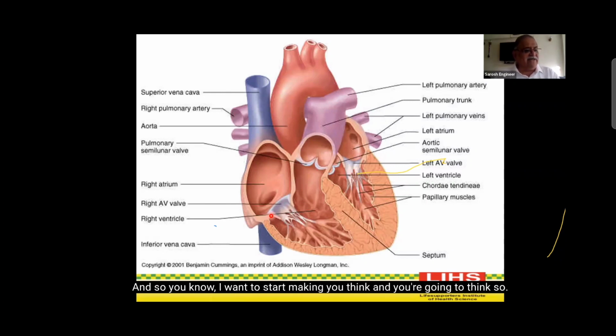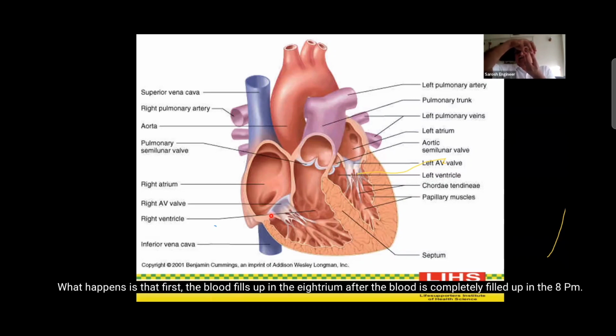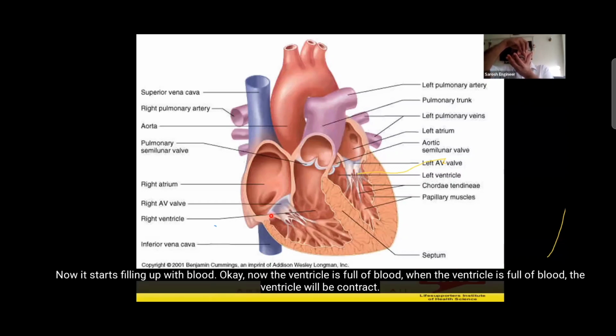And so now I'm going to start making you think, and we are going to think. So now imagine this is the atrium on the top. Okay, this is the atrium, one atrium. And this is the ventricle below. What happens is that first the blood fills up in the atrium. After the blood has completely filled up in the atrium, then only the atrium contracts. When the atrium contracts, the ventricle which was empty now starts filling up with blood. Now the ventricle is full of blood. When the ventricle is full of blood, the ventricle will contract.